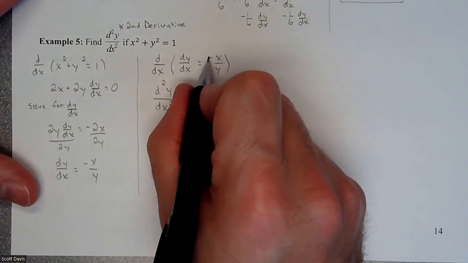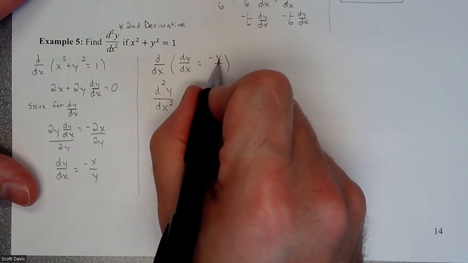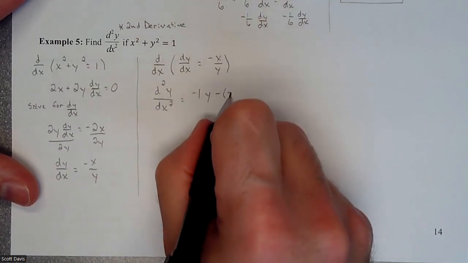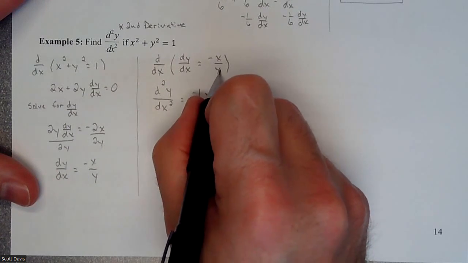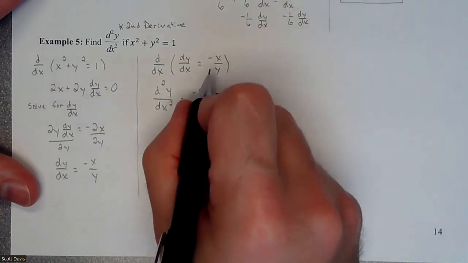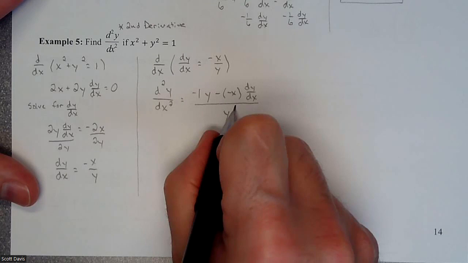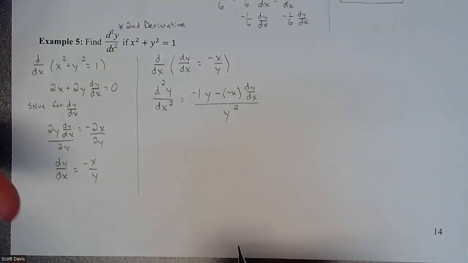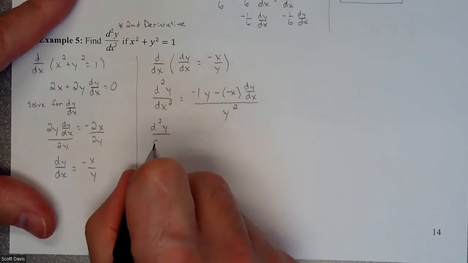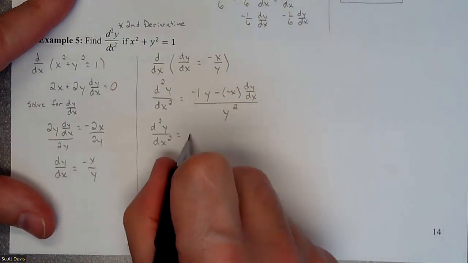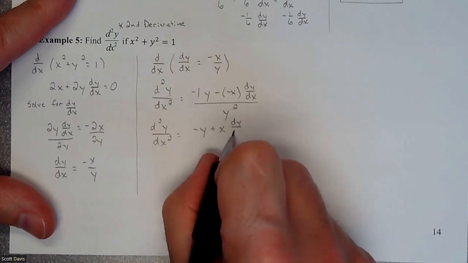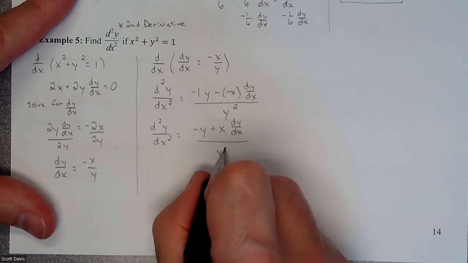If we're going to do the quotient rule, we're doing the derivative of the top. So the derivative of negative x is negative 1 times the bottom, minus the top times the derivative of the bottom, which is 1 dy dx, over the bottom squared. Okay, so here's where it gets a little tricky. That here is our still d squared y dx squared. So if we clean this up a little bit, we've got a negative y plus an x dy dx over a y squared.